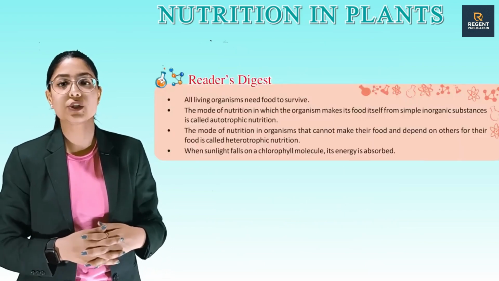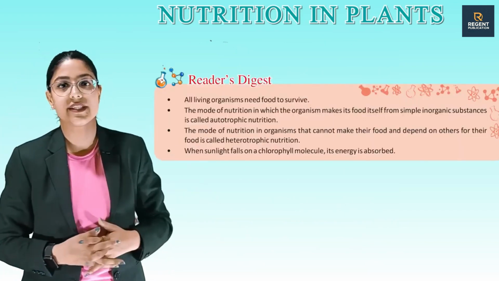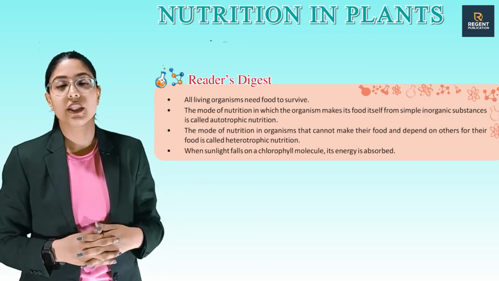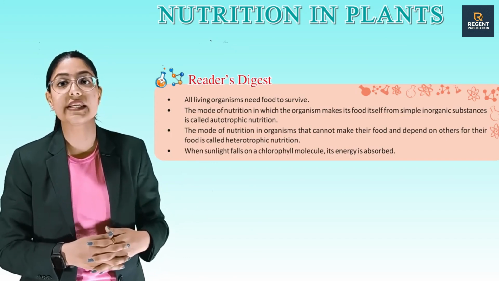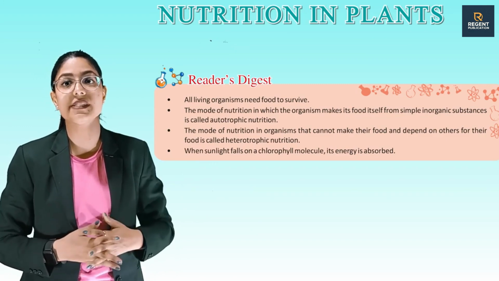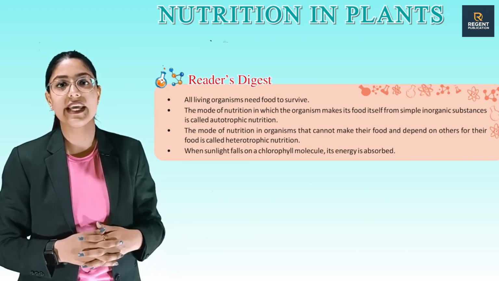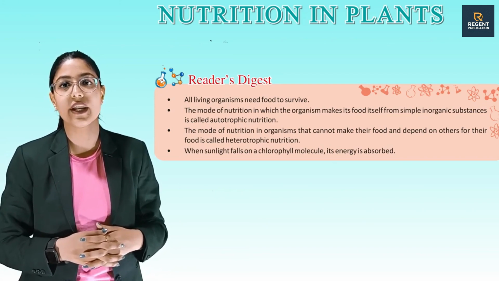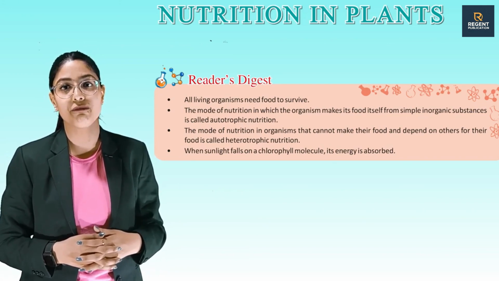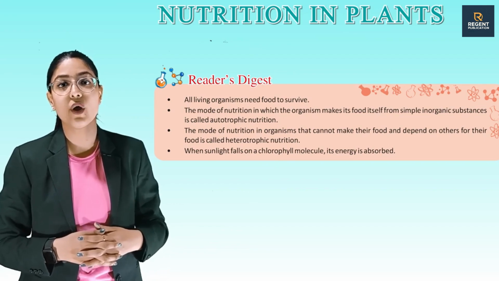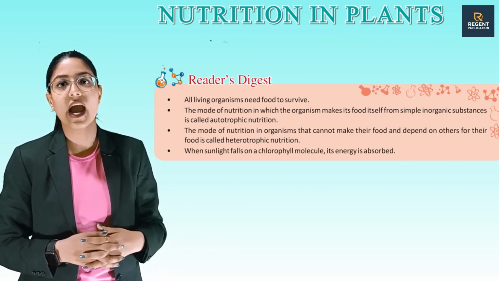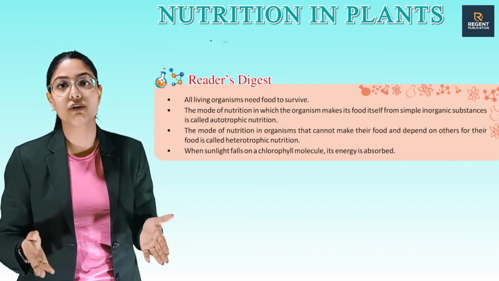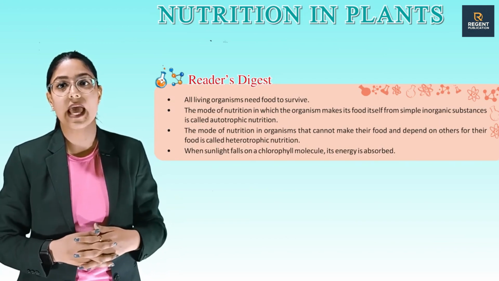Okay class, let's quickly revise with Reader's Digest. All living organisms need food to survive. The mode of nutrition in which the organism makes its food itself from simple inorganic substances is called autotrophic nutrition. The mode of nutrition in organisms that cannot make their food and depend on others for their food is called heterotrophic nutrition. When sunlight falls on a chlorophyll molecule, its energy is absorbed.